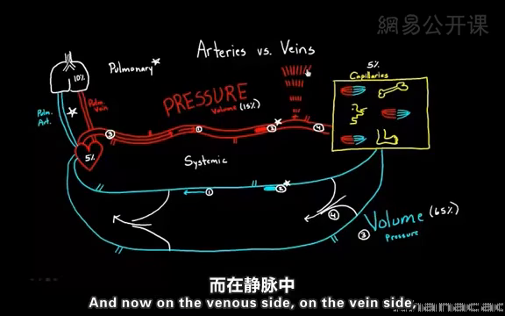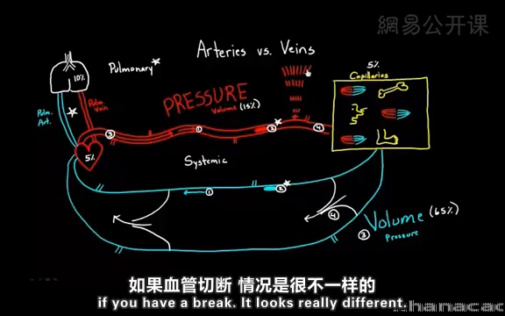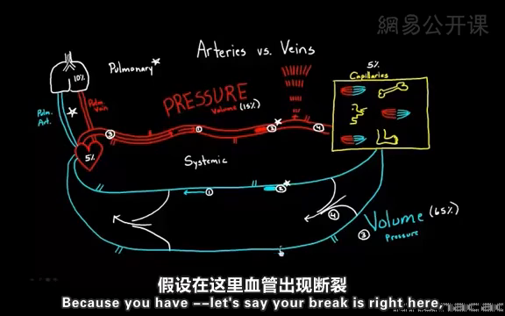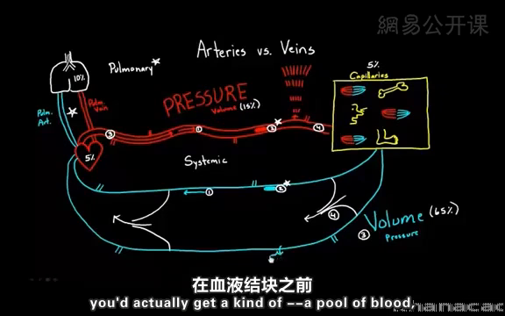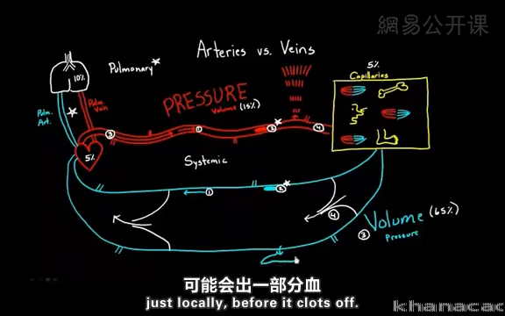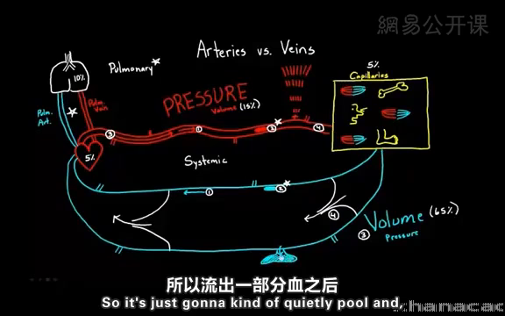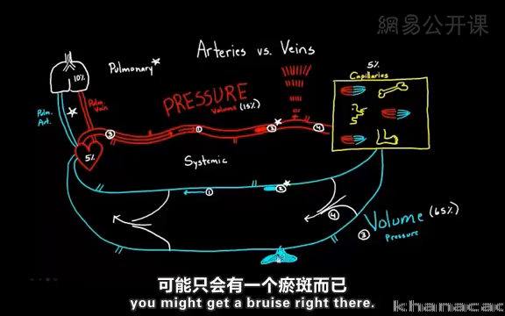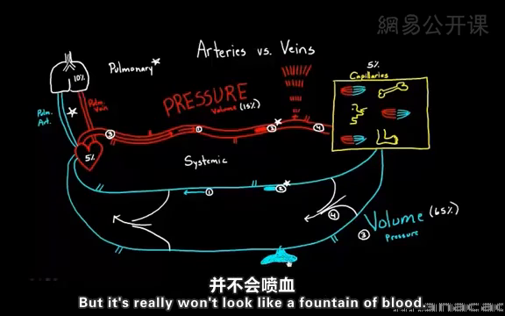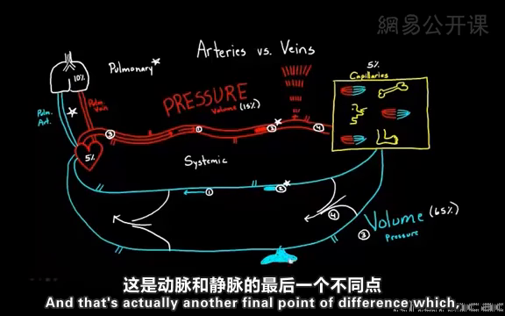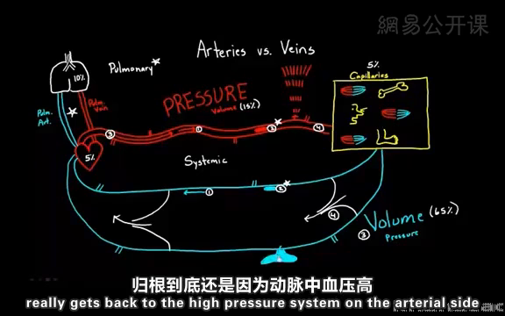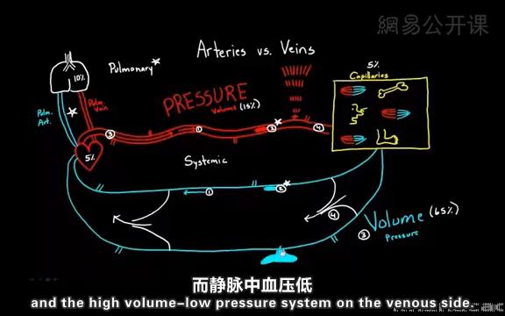And now on the vein side, if you have a break, it looks really different, because if you have, let's say, a break right here, you'd actually get kind of a pool of blood just locally before it clots off, because again, you have very low pressure, so it's just going to kind of quietly pool, and you might get a bruise right there, but it certainly won't look like a fountain of blood. And so that's actually another final point of difference, which really gets back to the high pressure system on the arterial side and the high volume, low pressure system on the venous side.